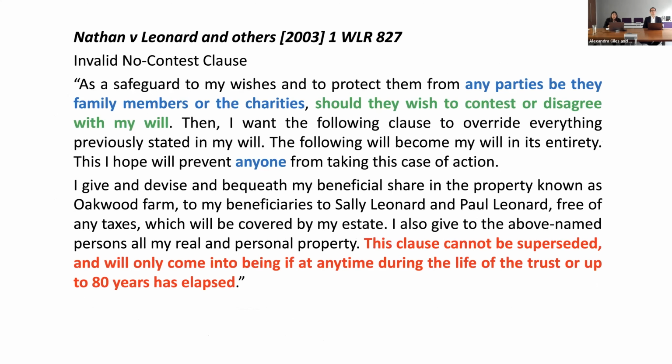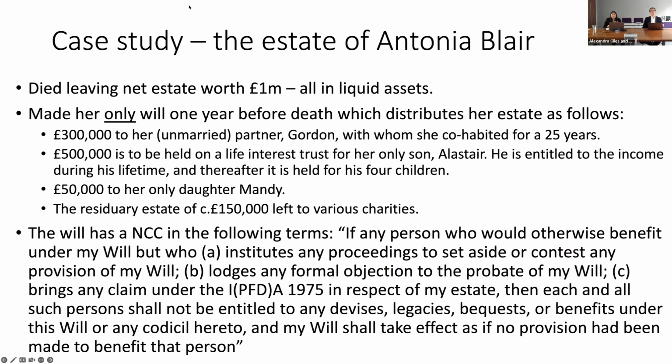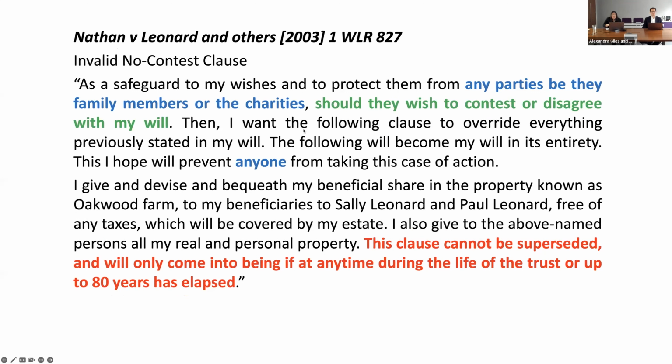So the first bit is the bit in blue, which is the lack of certainty as to who would trigger. Mind said, well, there's been no specific names mentioned as to who would trigger the forfeiture if they challenged the will. They said that the references to any parties, be they family members or the charities, and the fact that she had just said prevent anyone from taking this course of action, didn't lead to a specific person who would then be able to actually trigger the clause. However, Judge Martin did not accept this.